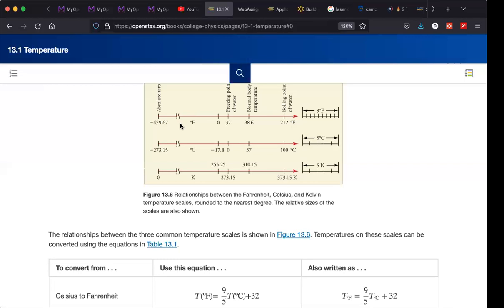And then he just extended those lines down to the point where the pressure would equal zero, where there would be no force from the particles of the gas. And he just extended those lines all the way down to zero. And what he discovered is that if you go negative 459 degrees Fahrenheit or negative 273.15 degrees Celsius, you will reach the absolute coldest temperature you can get to, which we call absolute zero.